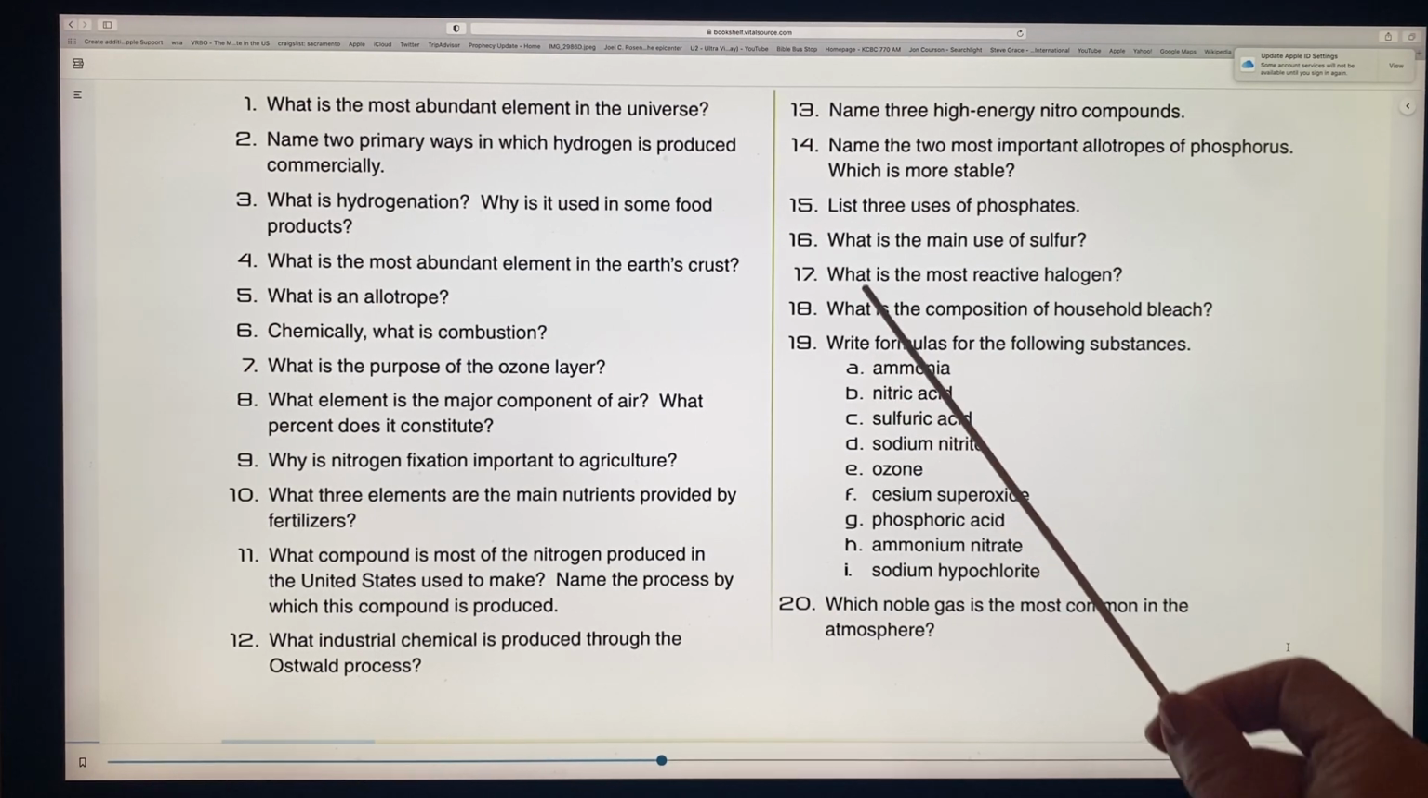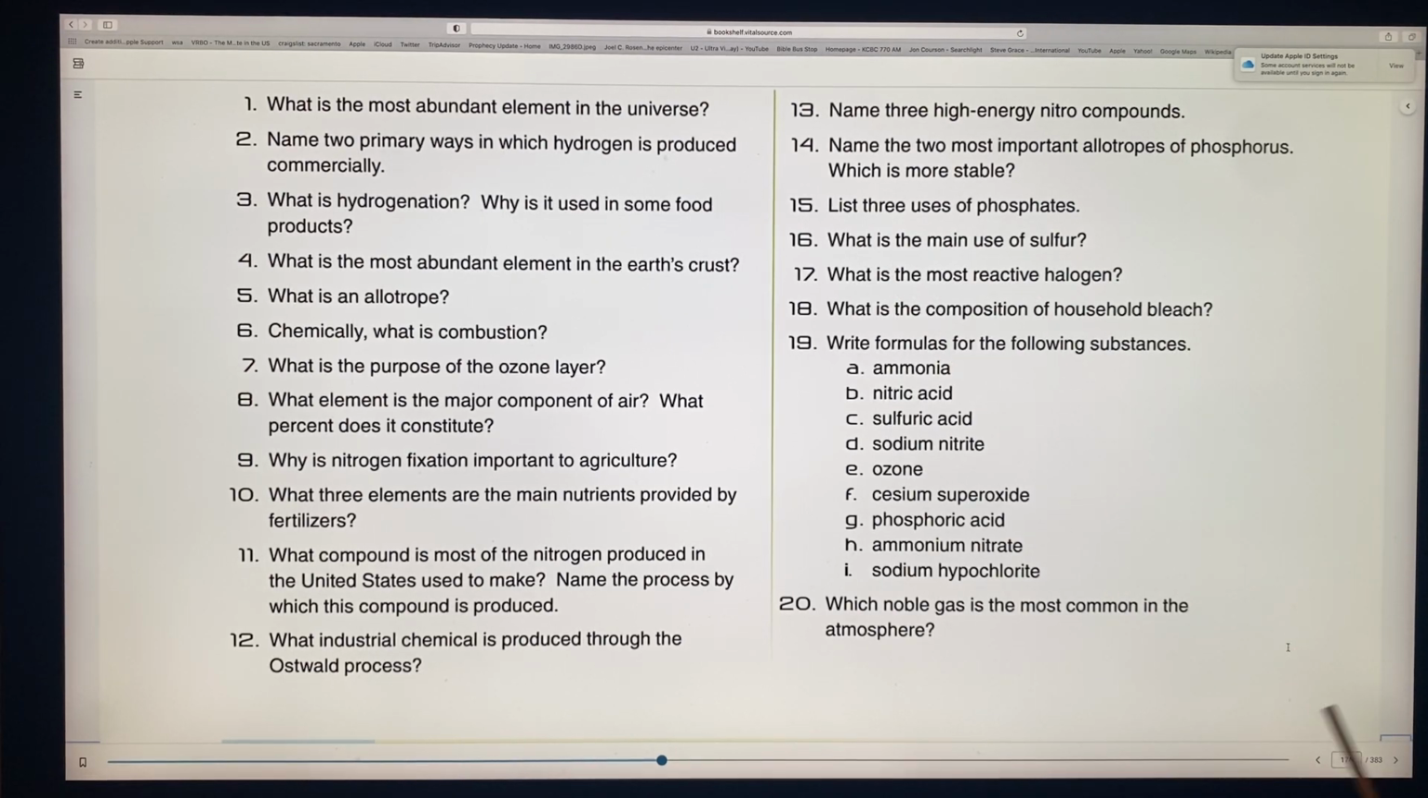Number 16, what is the main use of sulfur? The main use of sulfur, 85%, is to make sulfuric acid. Sulfuric acid is actually an indicator of how well the industry is doing in a country, because it's so important that we use it, because sulfuric acid is used for so many things.